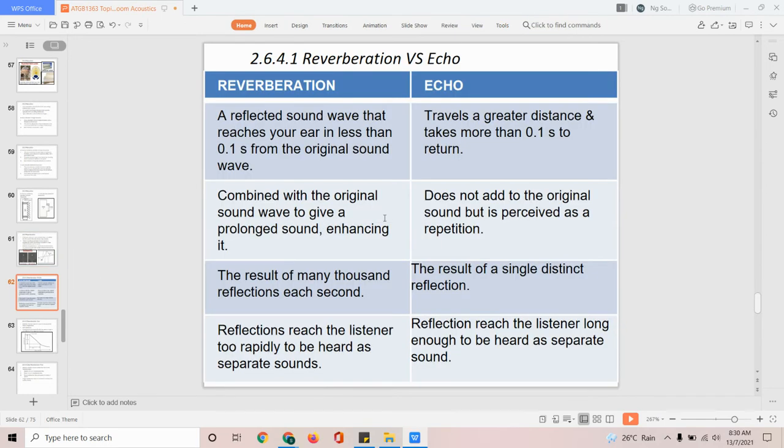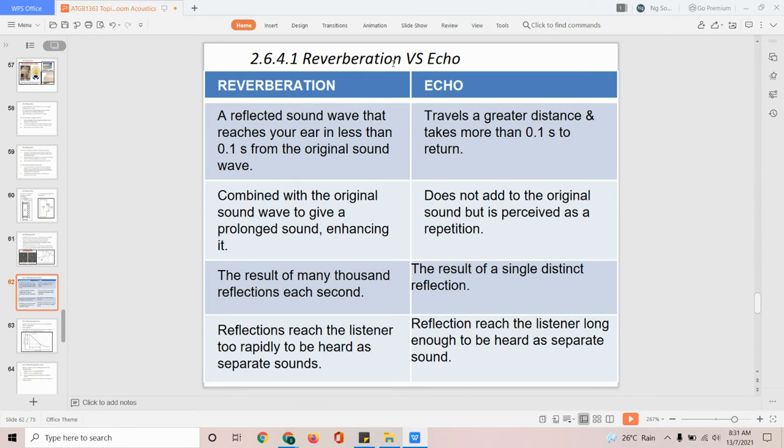Basically, when it comes to a comparison between reverberation and echo, they are actually the same thing, except one is shorter. They have a shorter delay, meaning they come to you very fast, which is reverberation at about 0.1 second. The other one takes a longer distance to travel to return back to you, which is close to 1 second or more than that.